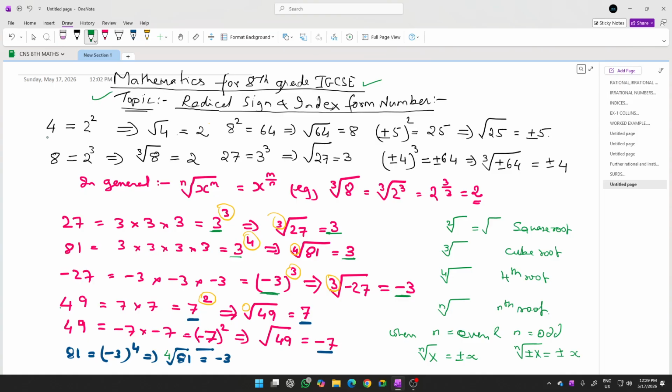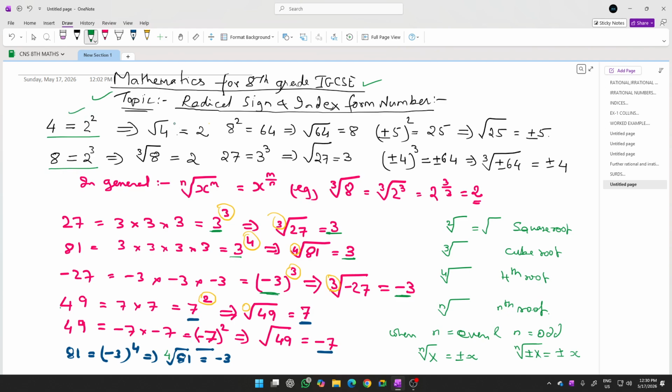Now we all know that 4 is equal to 2 squared. So 4 is written in index form as 2 raised to 2. Same way, 8 will be equal to 2 cubed, isn't it? 8 is equal to 2 raised to 3. So 4 is expressed in index form as 2 raised to 2, and 8 is expressed in index form as 2 raised to 3. That is the meaning of it. So this is index form, the numbers in index form.